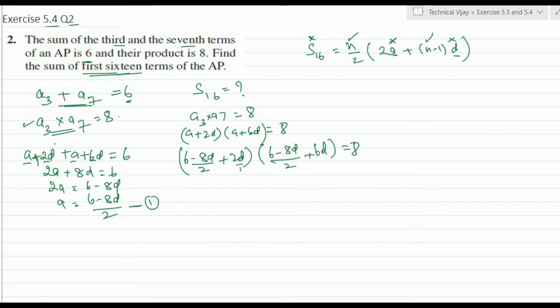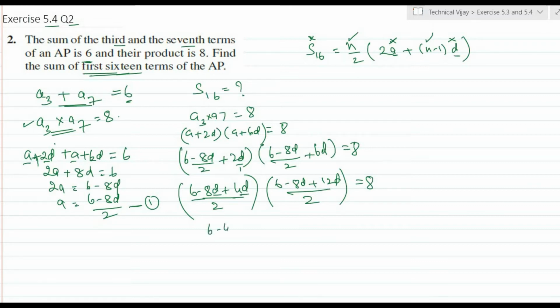Okay, this LCM we will take. So 2, (6 minus 8d) plus (4d)... Okay, so this one: (6 minus 8d) plus (12d) divided by 2 is equal to 8. Here, minus 8d plus 4d gives (6 minus 4d) divided by 2, into minus 8d plus 12d gives (6 plus 4d) divided by 2, is equal to 8.